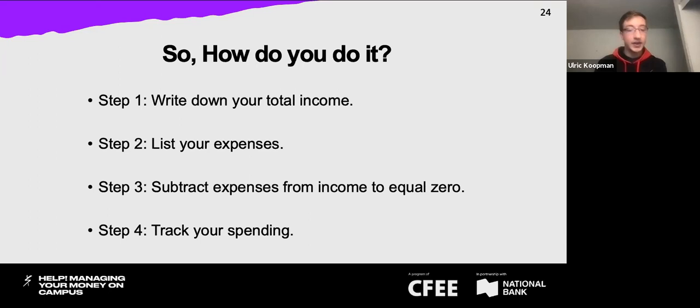And then step 4 is track your spending. Once you create your budget, track your spending. It's the only way you'll know if your spending lines up with your plan. Be patient. It will take several months to ensure that you're tracking all items.